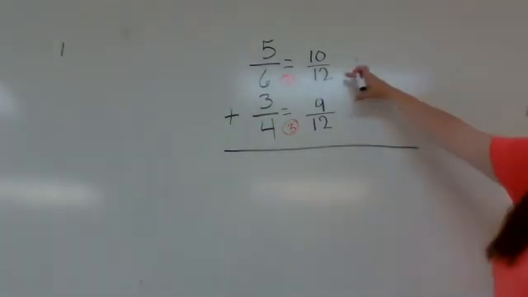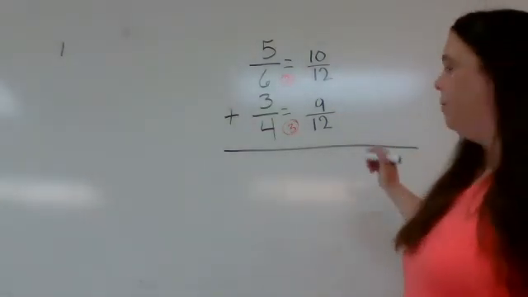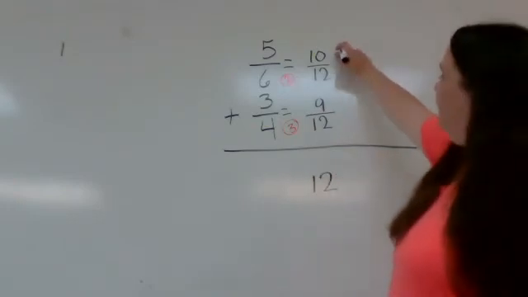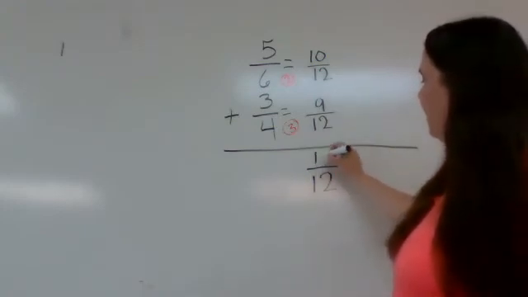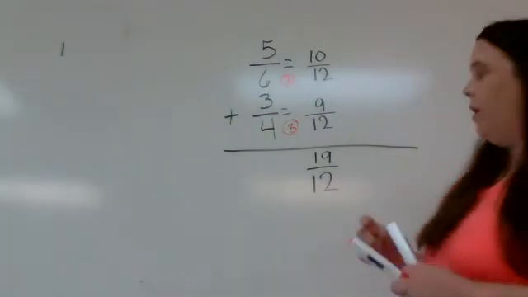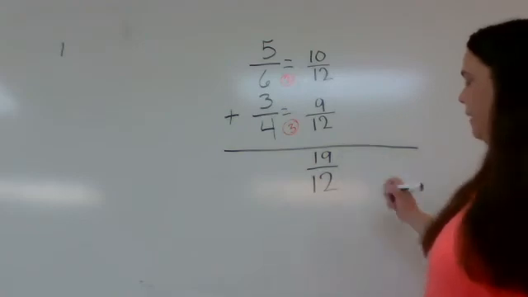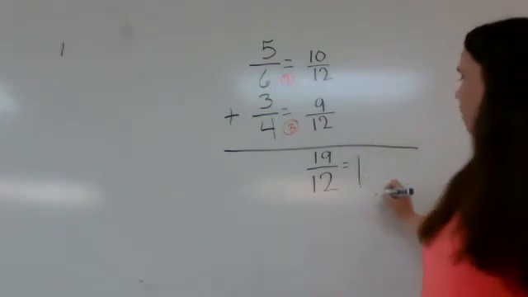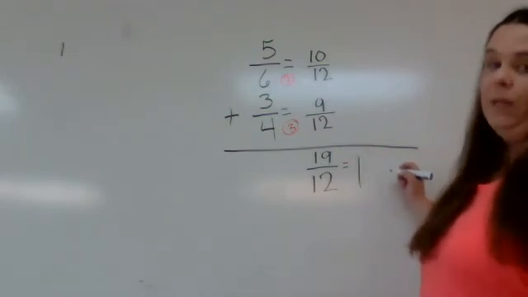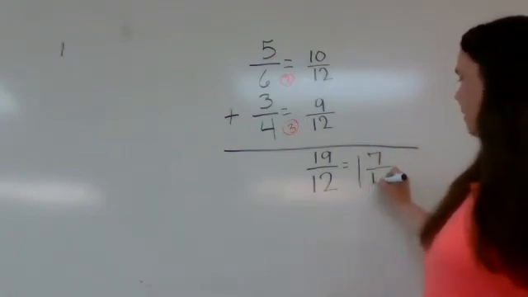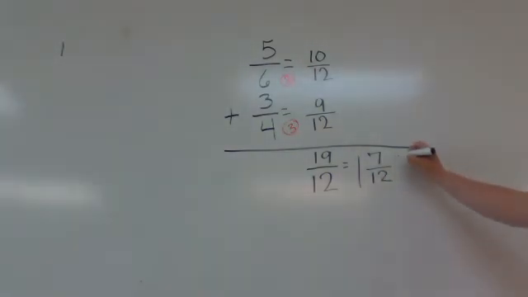So now, remember, we don't do anything with the bottom numbers because they're the same, the denominator. So I just bring the 12 down. And now I do 10 plus 9, and that gives me 19. And here we are again with an improper fraction. So how many times will 12 fit into 19? It will fit 1 time. With how many left over? 19 minus 12 would give me 7. And my denominator always stays the same. So here is my answer for that one.